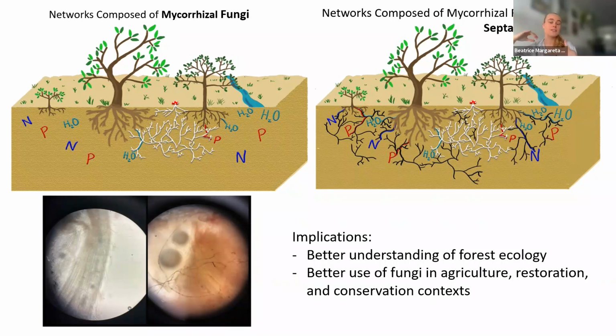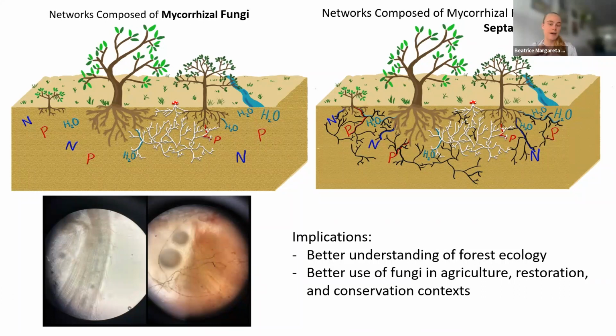I'm studying a non-mycorrhizal type of fungus called dark septate endophytes, which are present in many ecosystems and interact with many types of plants. My hypothesis is that dark septate endophytes also create networks and help connect plants in webs more massive than we had previously thought.